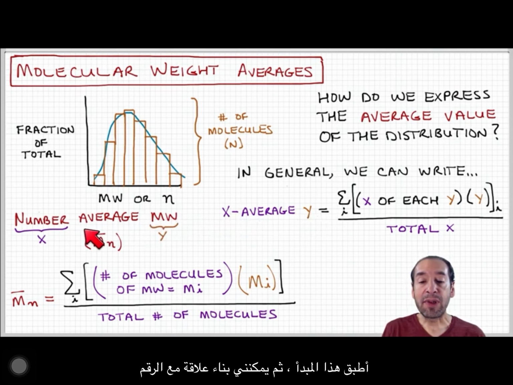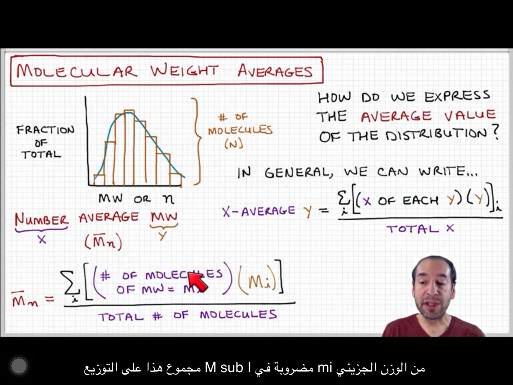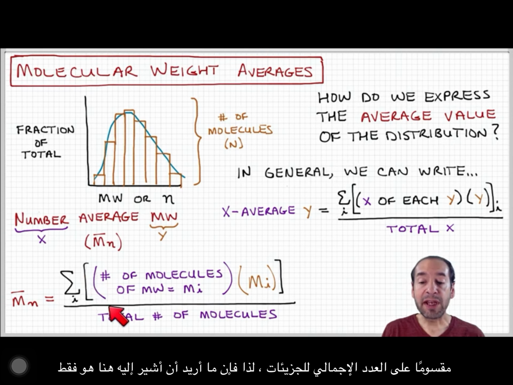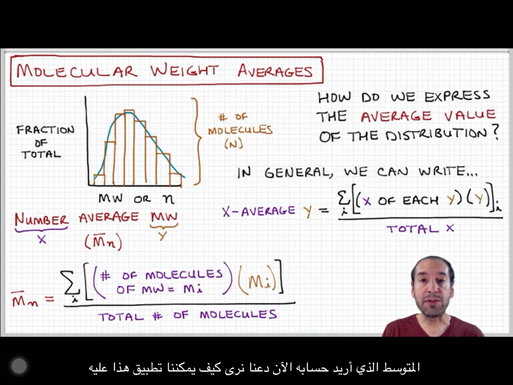So if I apply this principle, then I can construct a relationship for the number average molecular weight that says that this is equal to the number of molecules of molecular weight M_i times M_i, the sum of this over the distribution, divided by the total number of molecules. So what I want to point out here is just how I constructed this relationship by following this general rule in terms of the average that I want to compute.